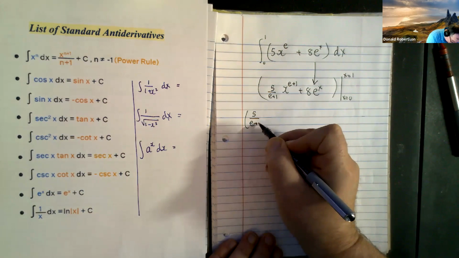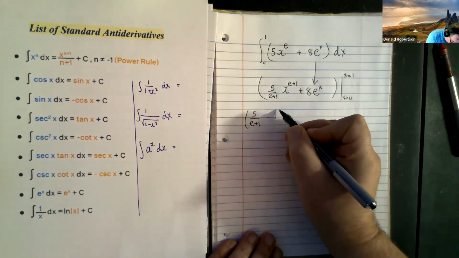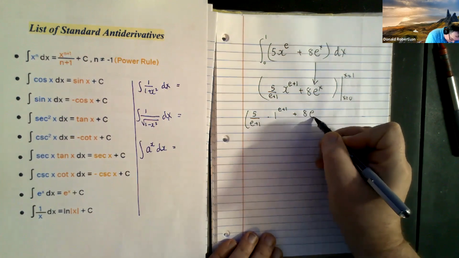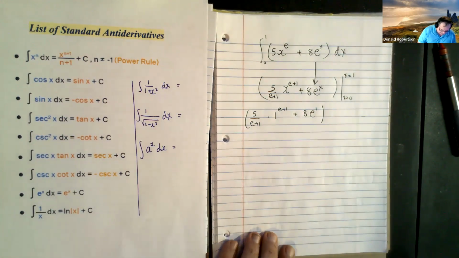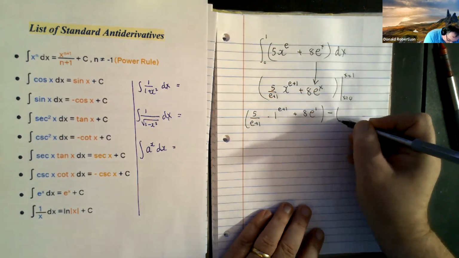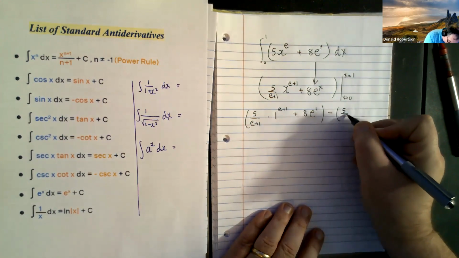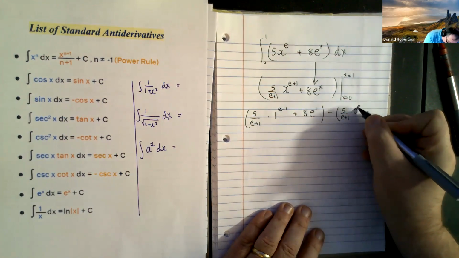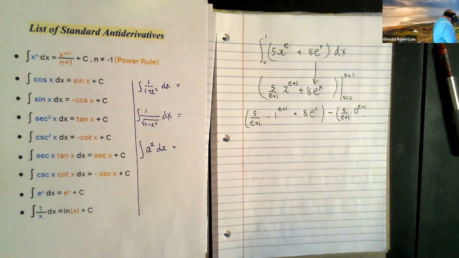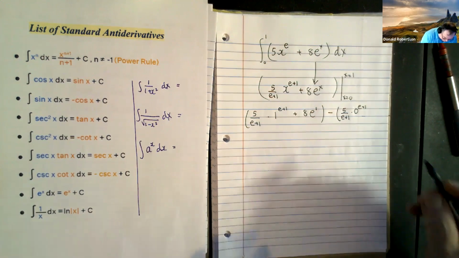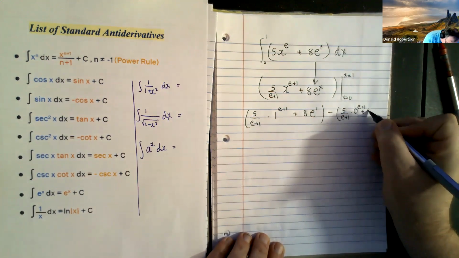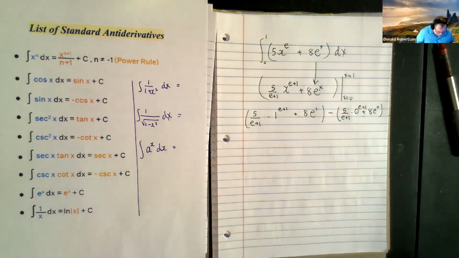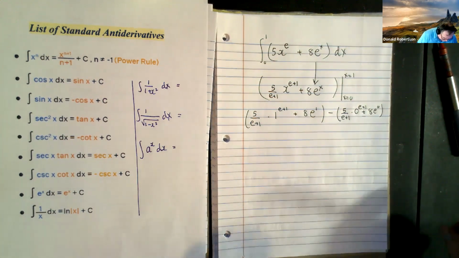5 over e plus 1 times 1 to the power of e plus 1, plus 8e to the power of 1. And that's plugging in x equals 1. Take away 5 over e plus 1 times 0 to the e plus 1. Add 8e to the 0, right? That's all the x's turned into 0. So as long as we're careful about things, we should be fine.